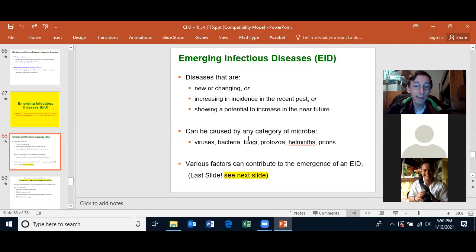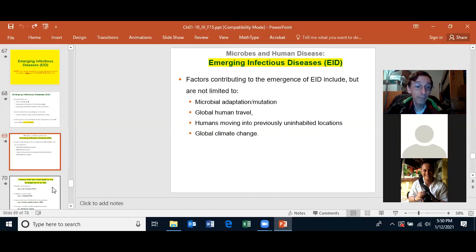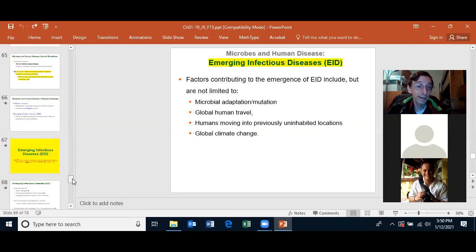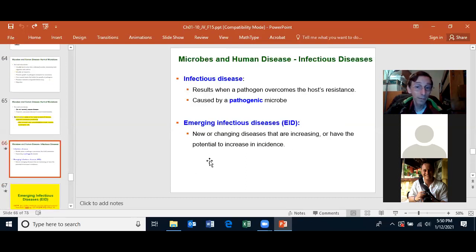They can be caused by any type of microbe, viruses, bacteria, fungi, protozoa, prions, and helminths, which, remember, that's not exactly a microbe. And I've got a large number of emerging infectious diseases on here, but I'm not going to test you on emerging infectious diseases other than knowing what the term is. And I suppose you should know coronavirus is an emerging infectious disease. All right, any question about any of that?